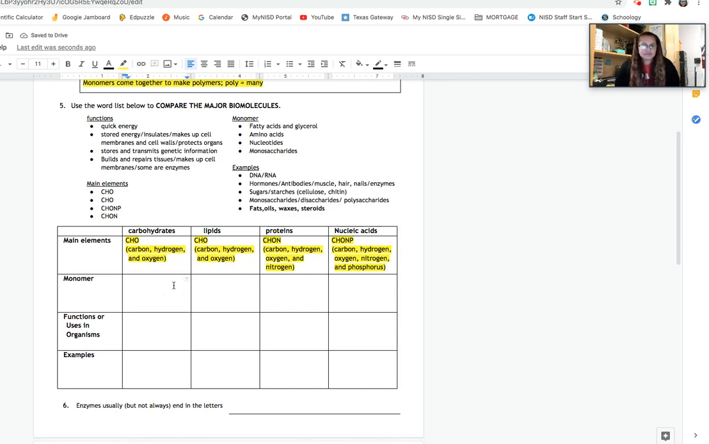The monomers, for carbohydrates, it's a monosaccharide. Remember that monosaccharides are sugars and sugars are carbohydrates. For lipids, it's going to be fatty acids and glycerol. For proteins, it's going to be amino acids. Remember, there are 20 different types of amino acids, and they are all proteins. And finally, for nucleic acids, it's nucleotides.